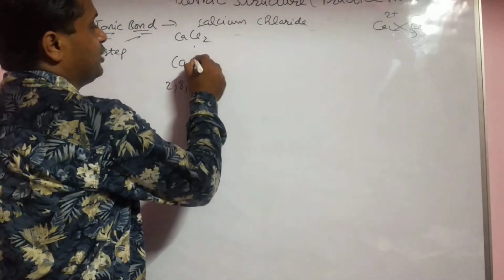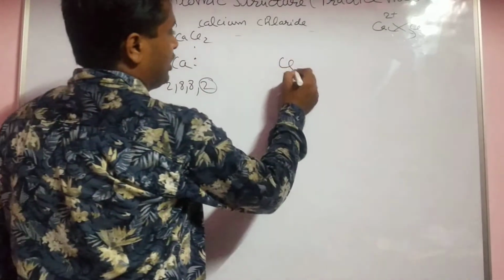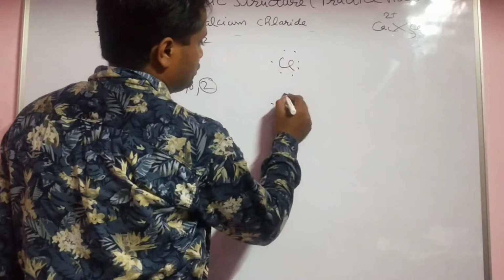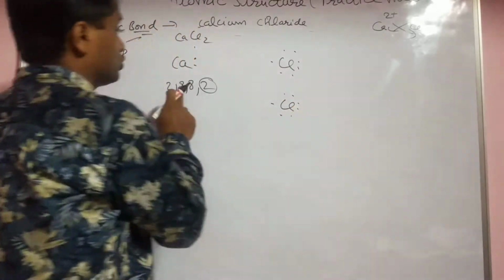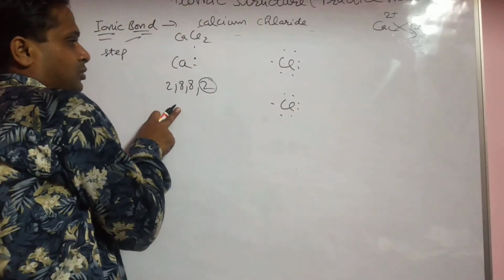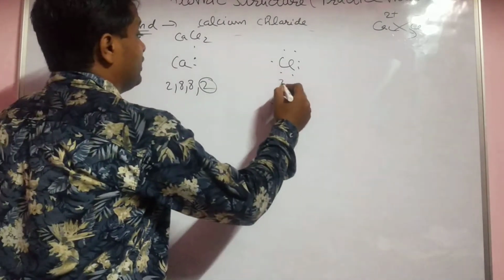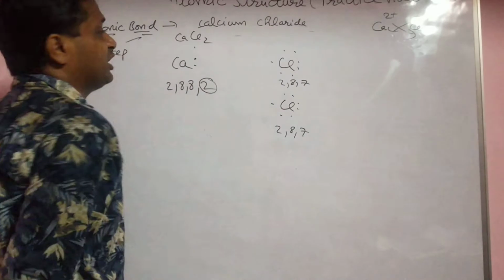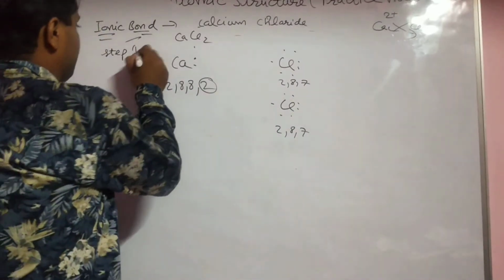Here you draw the dot 2. Chlorine, how many? Yes, you have to use 2 chlorine, because calcium wants to lose 2 electrons, but chlorine wants to gain only 1 electron. So to complete the configuration you need 2 chlorine. Yes, this is the first step.